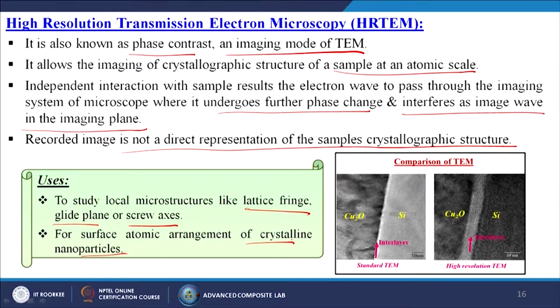So, when we do the comparison of the TEM image, you can see in the standard TEM we have two samples, Cu2O and silicon, and in between we have one interlayer, of course, but in this case it is not clear. But when we see the same sample under the high resolution TEM, the scale is the same, but the resolution is totally different. So, in this case we can see a clear layer, that means the interlayer in between the two materials.